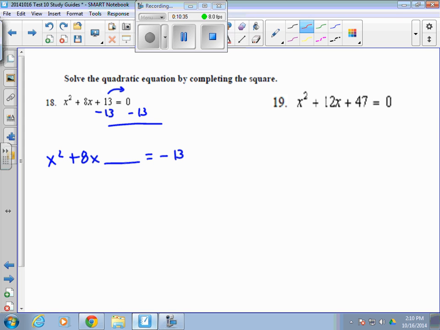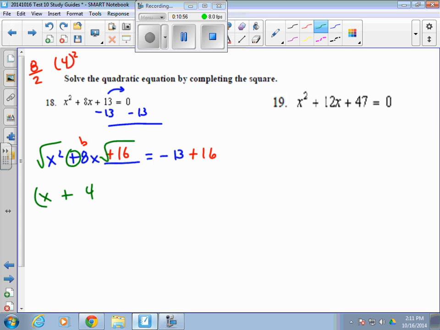Take your b value, which is 8, and find c. 8 divided by 2 is 4, and 4 squared is plus 16. Remember, you have to add 16 to both sides, though. So that's a perfect trinomial. The square root of that is x. The square root of that is 4. This sign tells you it's going to be in the middle. x plus 4 squared equals negative 13 plus 16, which is a positive 3.